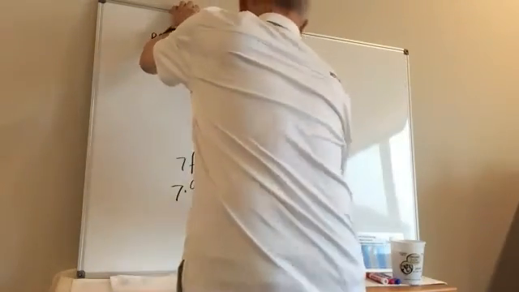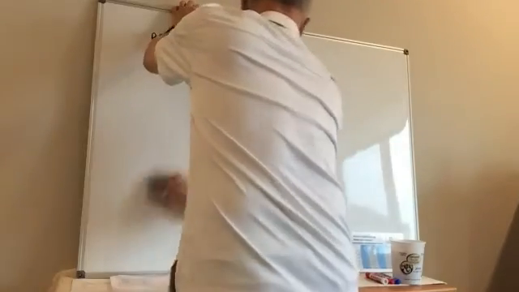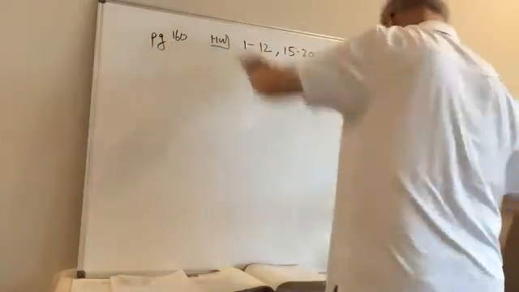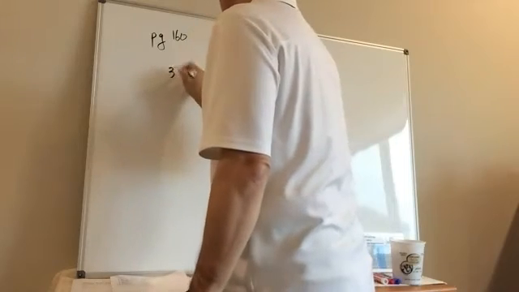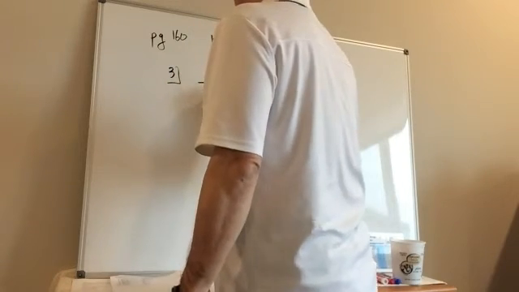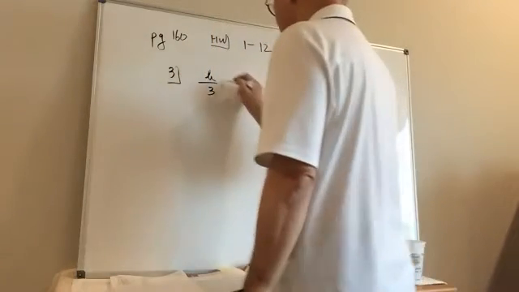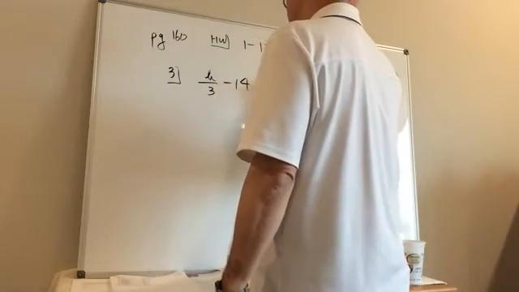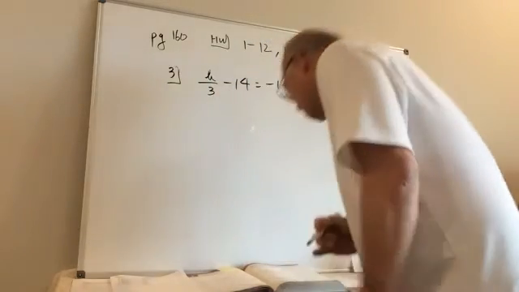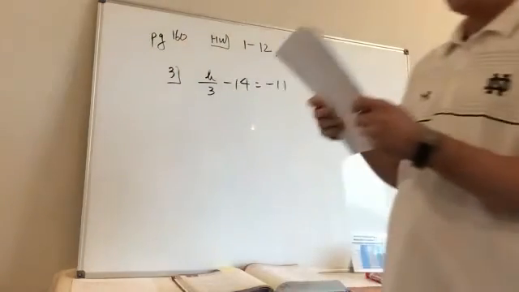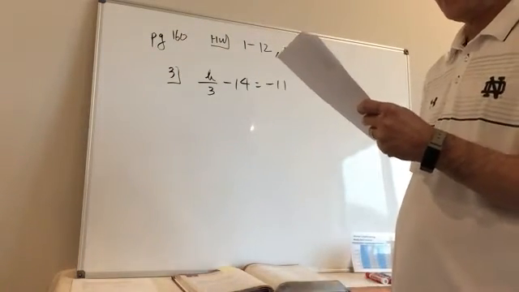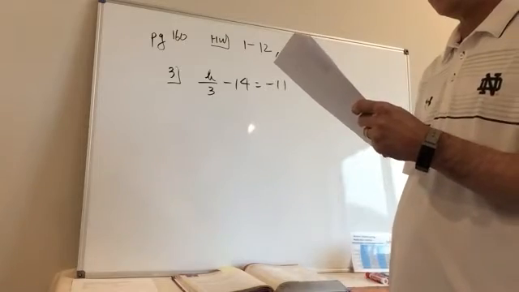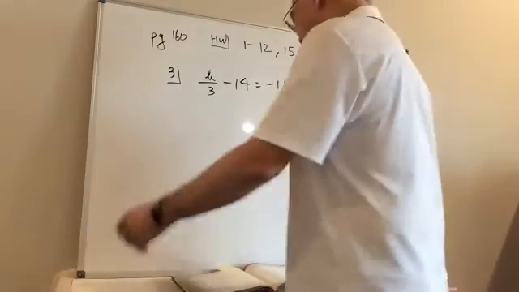Let's go ahead and do number 3. Number 3, I have h divided by 3 minus 14 is equal to minus 11. Okay, so for this one, let's pick on Delilah. How would I do this, Delilah?